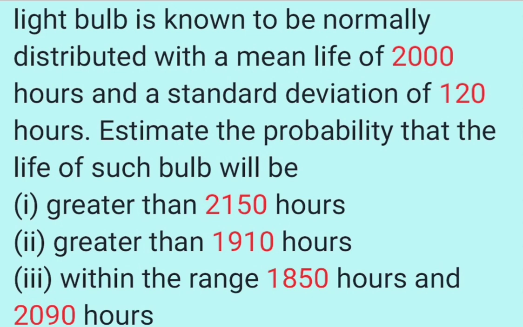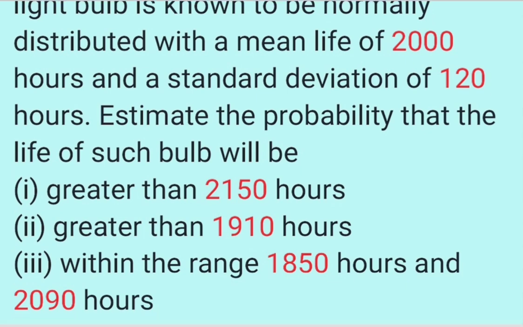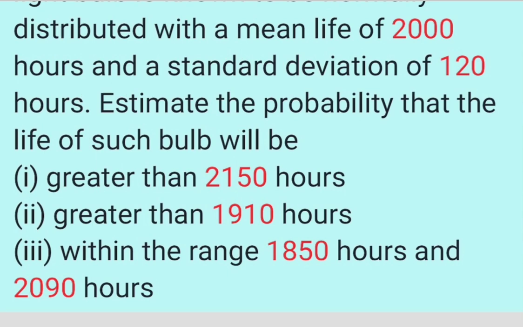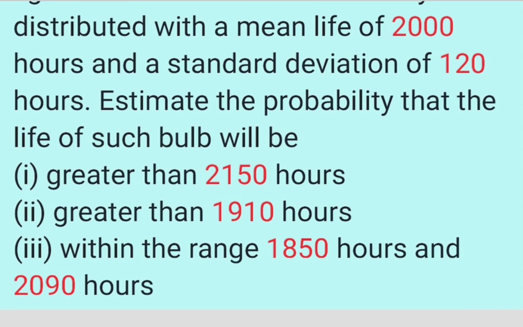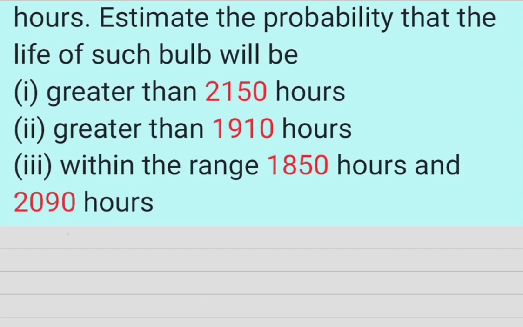Estimate the probability that the life of such bulb will be, Roman figure 1, greater than 2050 hours; Roman figure 2, less than 1910 hours; and Roman figure 3, in a range between 1850 and 2090 hours. So let's move to solution.